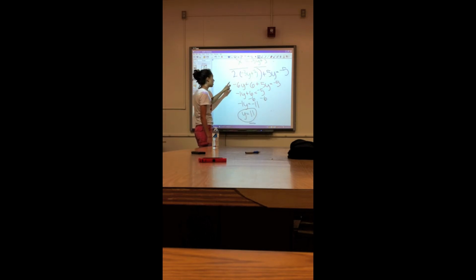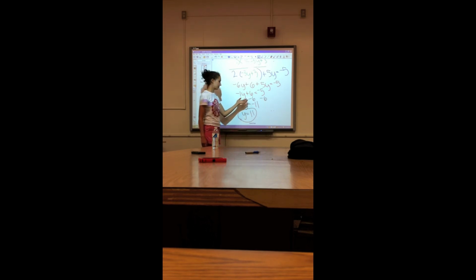I'm going to begin solving for this equation by multiplying everything in the parentheses by 2. So it's -6y plus 6 plus 5y equals -5. I combined -6y with 5y, and it equals -1y plus 6 equals -5.